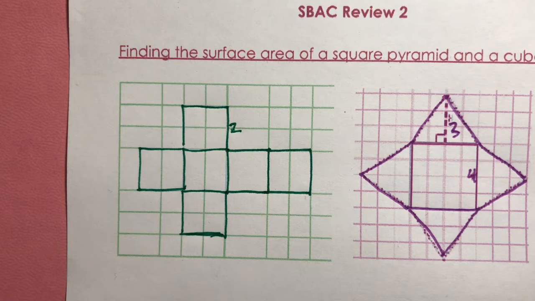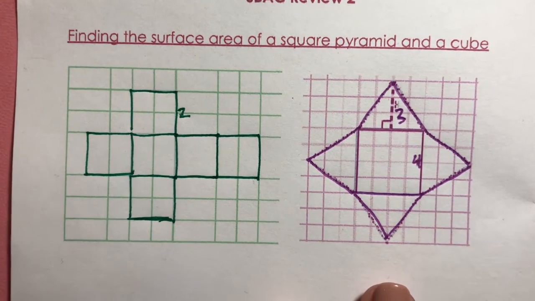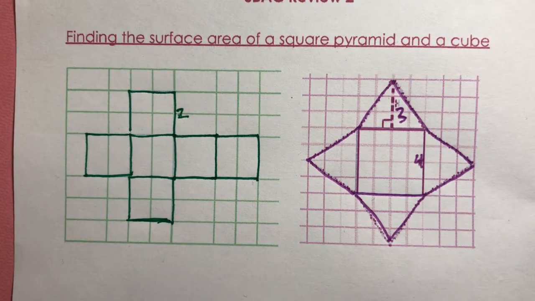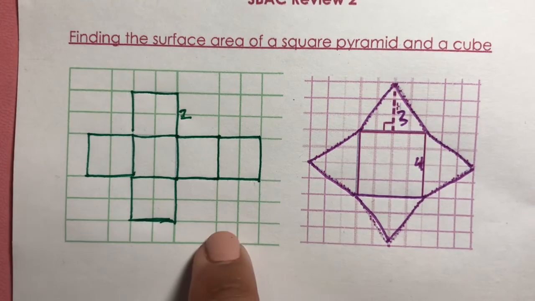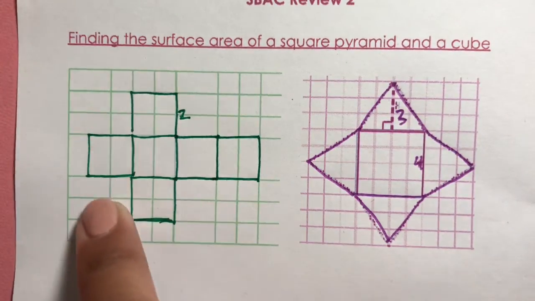Alright, so let's start off with finding the surface area of a square pyramid and a cube. Now, some of you were saying that you wanted to go over this again. You wanted to do another problem like this with me because it was kind of confusing for you yesterday. So we're going to go over it again. And this time we're also going to go over a cube, because you're also going to need to know how to find the surface area of a cube.